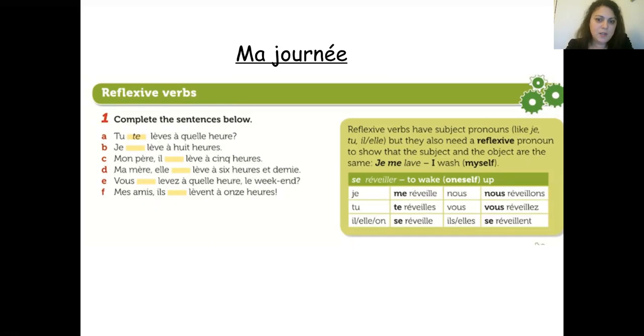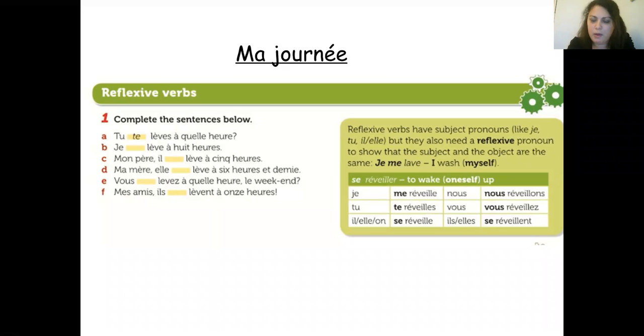So the first activity you have here on your screen is to conjugate the reflexive verbs that we mentioned in the first lesson, and you need to add the correct reflexive pronoun. So you remember there's a reflexive pronoun before the verb. For example, the first one is: tu te lèves à quelle heure? At what time do you get up?